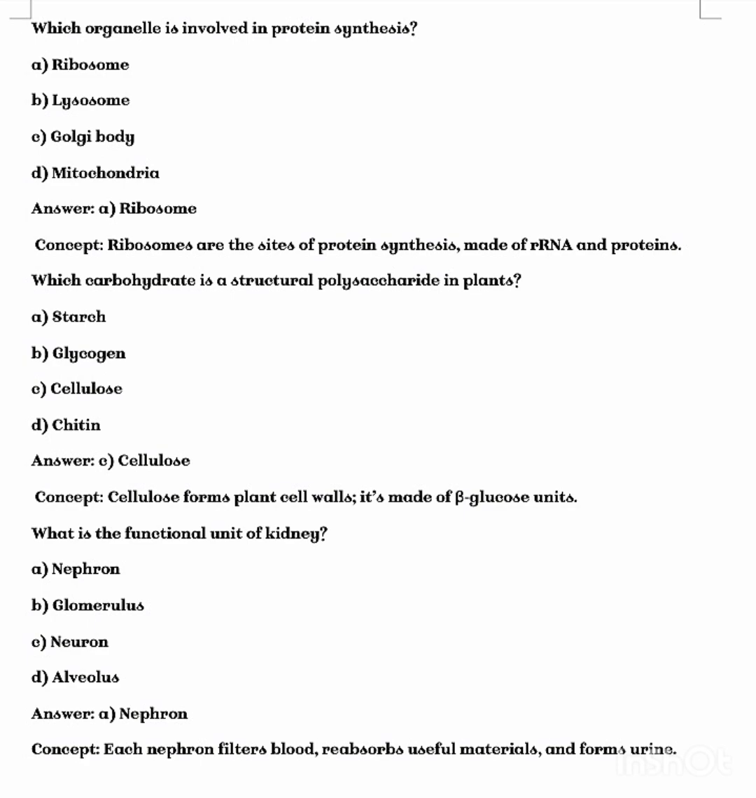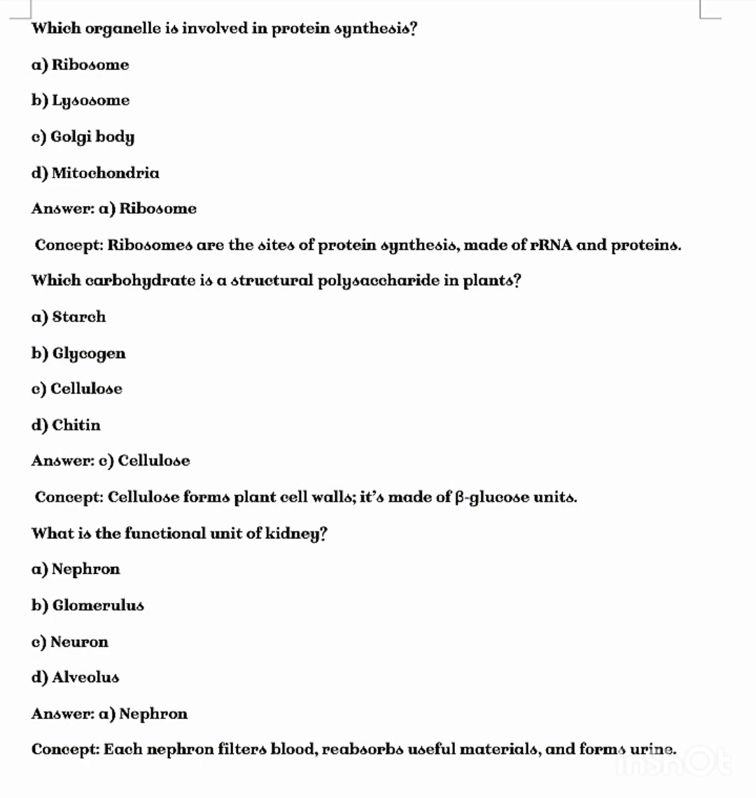Which carbohydrate is a structural polysaccharide in plants? A. Starch, B. Glycogen, C. Cellulose, D. Chitin. Answer C. Cellulose. Cellulose forms plant cell walls. It's made of beta-glucose units.